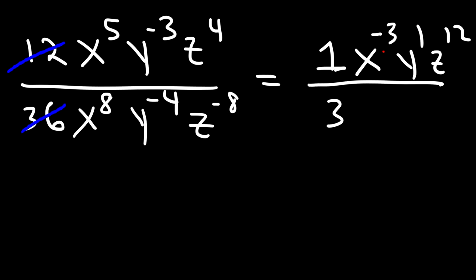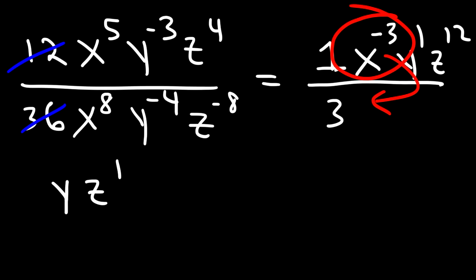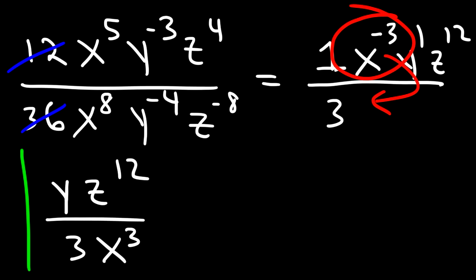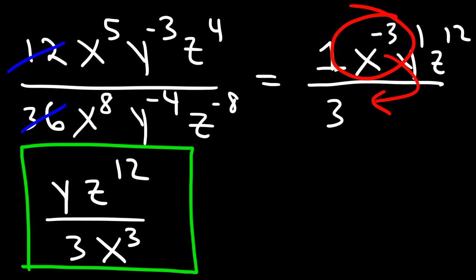Now, once you've identified any variables with a negative exponent, those are the ones that you're going to move to the bottom. So the final answer for this problem is y to the 1st power, which we could just write as y, times z to the 12th power over 3x cubed. And so this is the final answer for this problem.